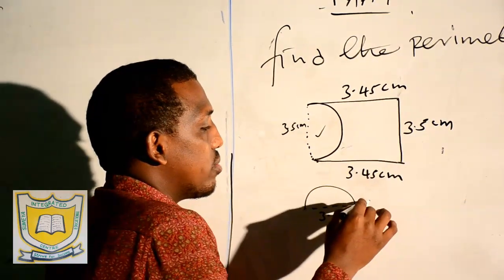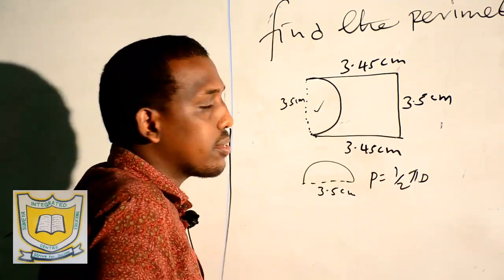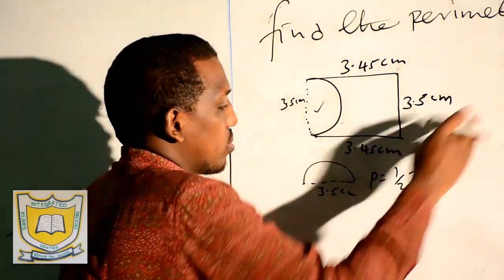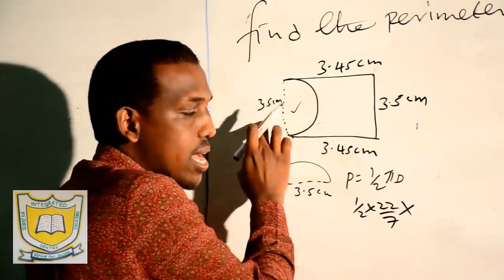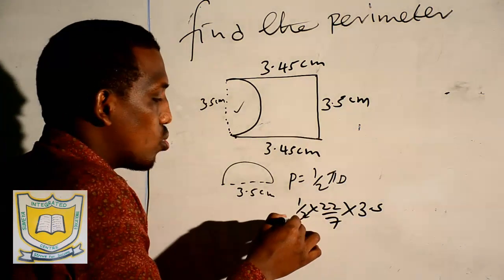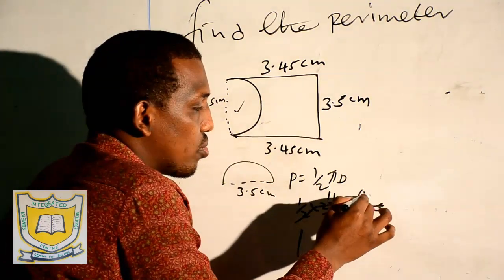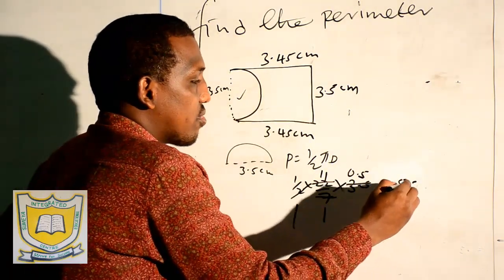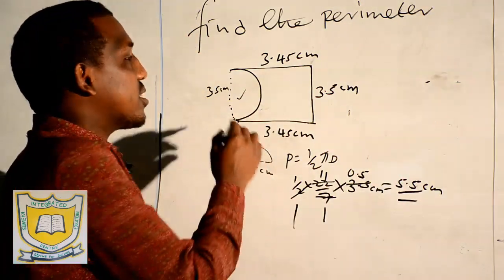Yesterday I said the perimeter of a semicircle is equal to a half by d when it's a combined figure. But when it's alone, we say it's a half by d plus d. So we say now a half times 22 over 7 times diameter 3.5 times 3.5. Then we say by 2, 1 by 2, 11 by 7, 1 by 7, 0.5. So when you multiply 11 times 0.5, you will get 5.5 centimeter. So we are through with the semicircle now.